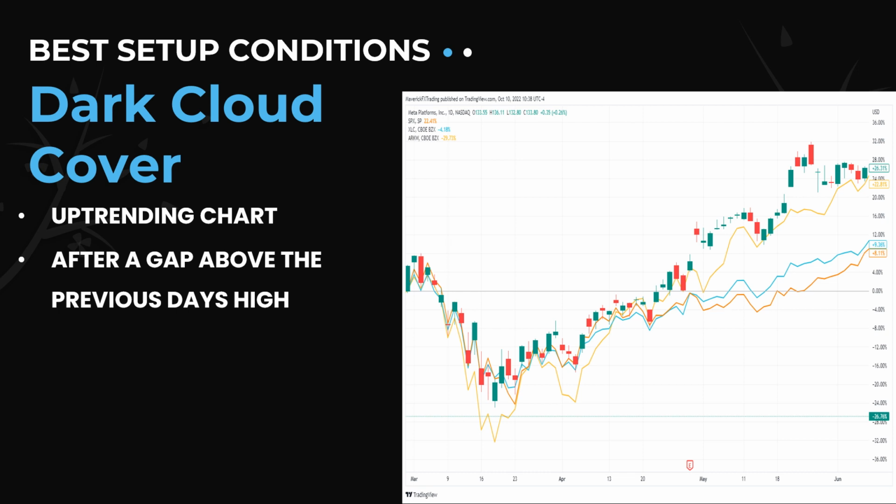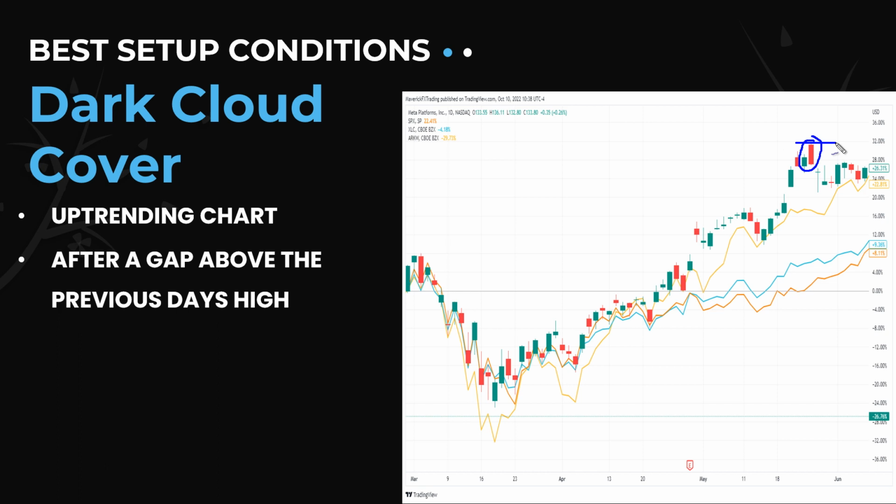So an uptrending chart, but you can find these in sideways trends or even a downtrending chart. These are actually a pretty good end of a bear rally. So you can use that in either direction. After a gap above the previous day's high. That's exactly right. So understand, we almost have this on this chart. Now, folks, this chart is just a blank chart that I've used for every single one of the candlesticks I've talked about. However, we kind of have a dark cloud cover pattern in it right there.